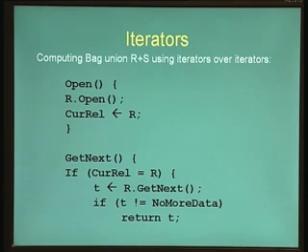Let us look at another example using iterators on how to compute the bag union of two relations. What is the bag union? Remember we had talked about considering relations as bags rather than sets. A bag is just a collection of tuples or collection of elements even without regard to whether there are duplicates in the collection. So it is also called a multiset.